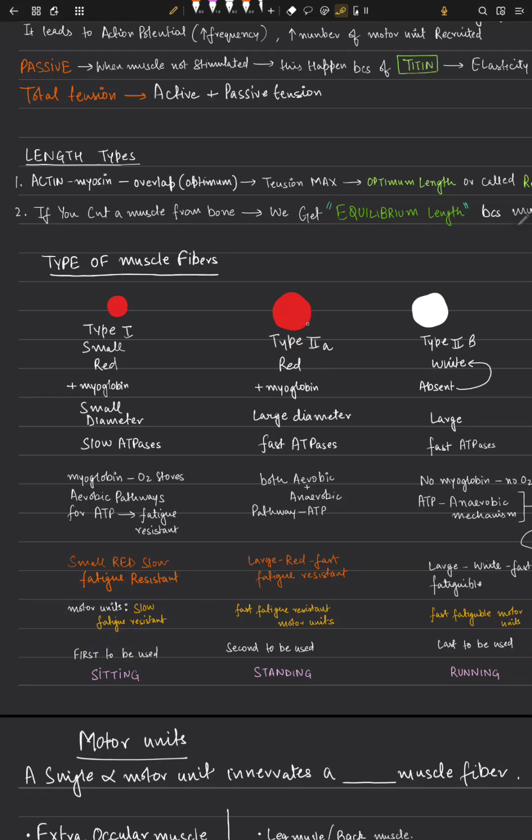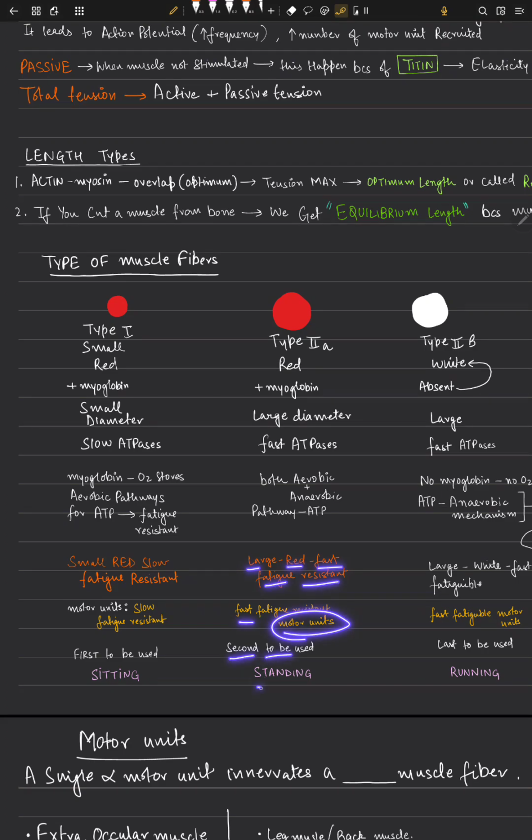Cool. What about this 2A? Has myoglobin, has a large diameter, fast ATPase because bigger in size. It is both anaerobic and aerobic pathways because it's bigger in size. Large, red, fast, fatigue resistant, of course. First, fast fatigue resistant motor units are present.